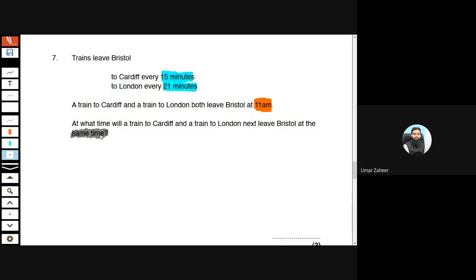Do it in your notebook and send me a picture. I will check the first two ones. Do all of them.